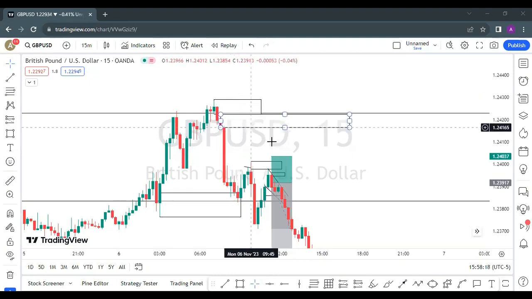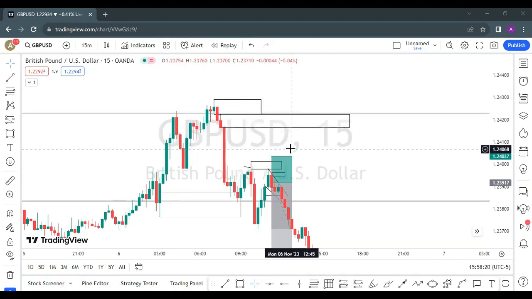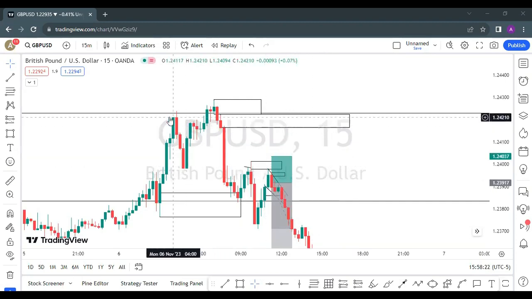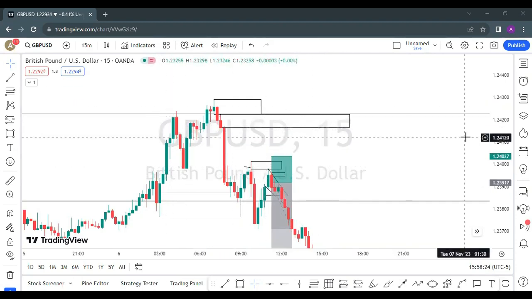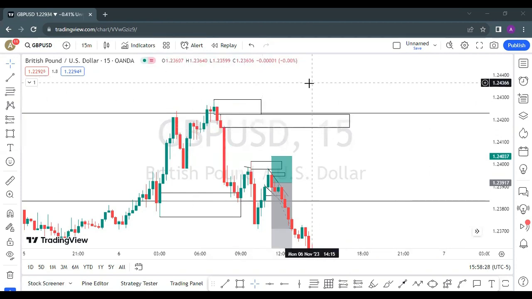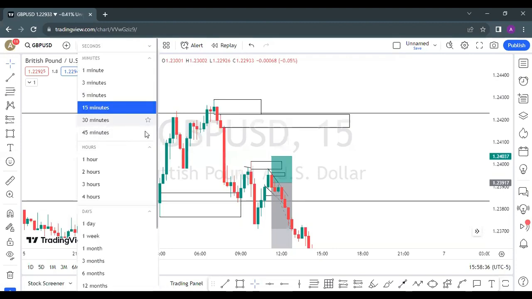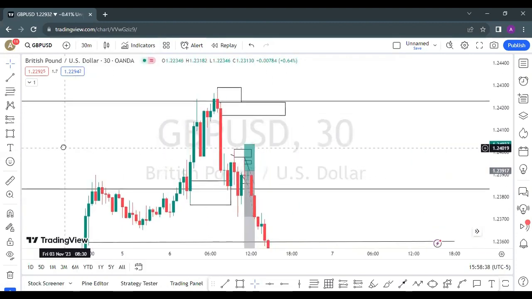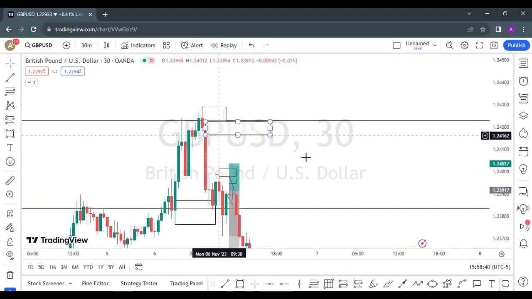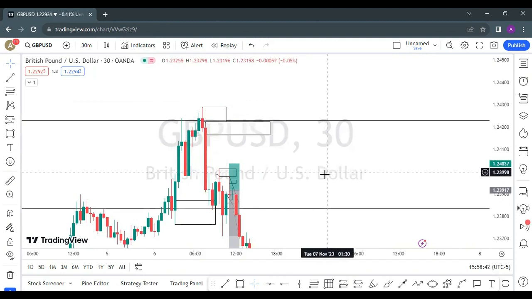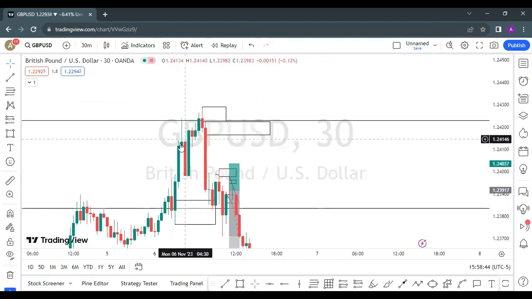Yeah, you see the GU downward movement. I was looking at it on the 30 minutes time frame. And if you switch to the 30-minute time frame, you could see that it gave a first single candle order block. So I highlighted the wick of that single candle. Yeah, the first green one, this one.